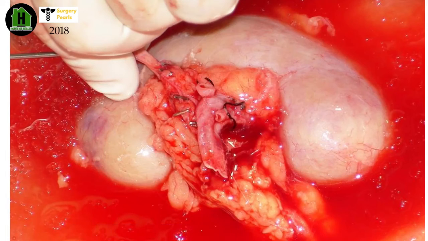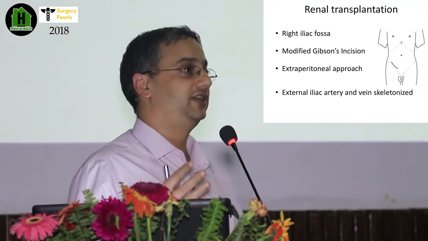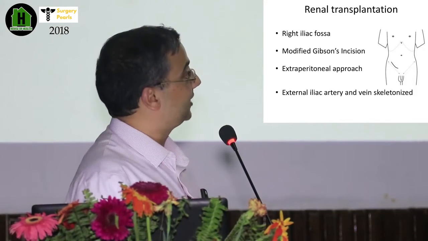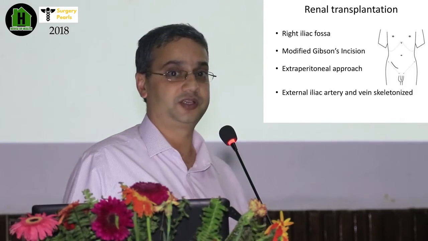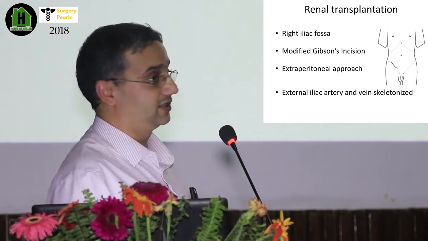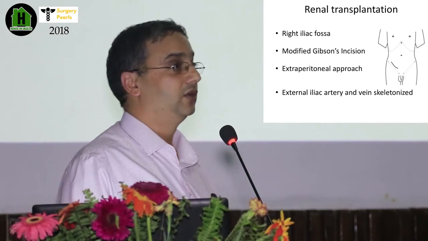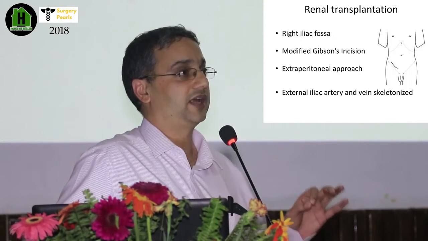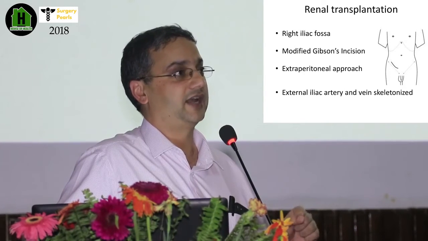These are a few pictures, and in the recipient's operation, I would like to highlight that when we take the left kidney, we usually place that kidney in the right iliac fossa. There are reasons, and I will tell you why we keep it on the right side. We use the modified Gibson incision and the inguinal approach, the extraperitoneal approach is taken, and we always anastomose the renal artery and renal vein to the external iliac artery and external iliac vein.